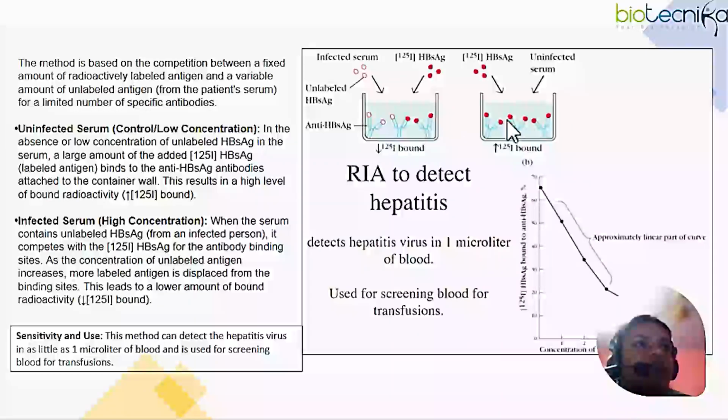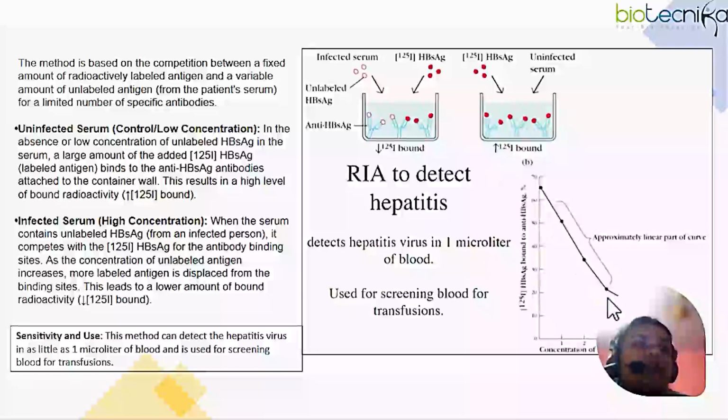Once they bind, a few areas would be occupied by your unlabeled antigen and a few areas will be occupied by your labeled antigen. Whereas in your control sample, where you are not putting any infected patient's sample, remember they have only radio-labeled antigen present in the sample. So all the spaces are occupied by your radio-labeled antigen.